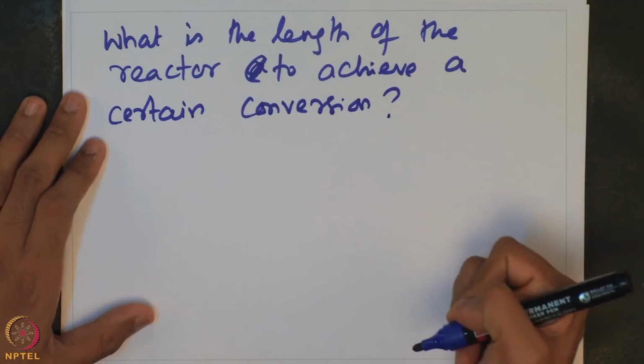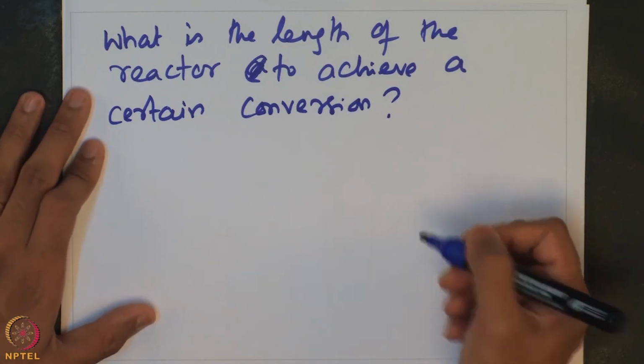What should be the length of the reactor to achieve a certain conversion? In fact, it is an important question to ask, because when the reaction is actually being conducted, to achieve a certain productivity of a certain product species, what should be the length of the reactor that is actually desired for achieving a certain conversion is an important question before we attempt to design.